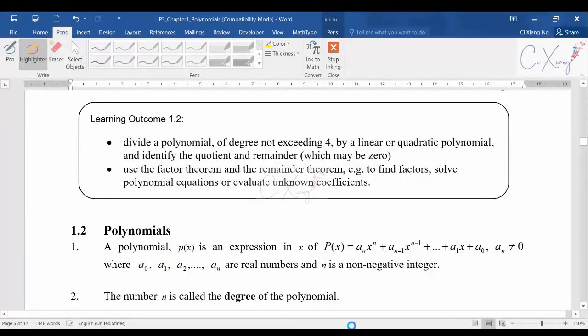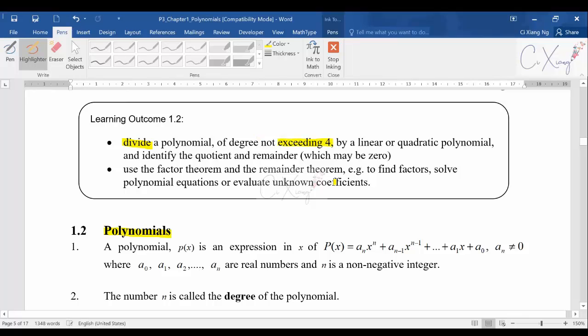Okay, so for today we'll start the second part of our chapter 1. Alright, so in the second part we are talking about polynomials. The learning outcome for this part is that you need to know how to do the division of a polynomial with degree not exceeding 4.